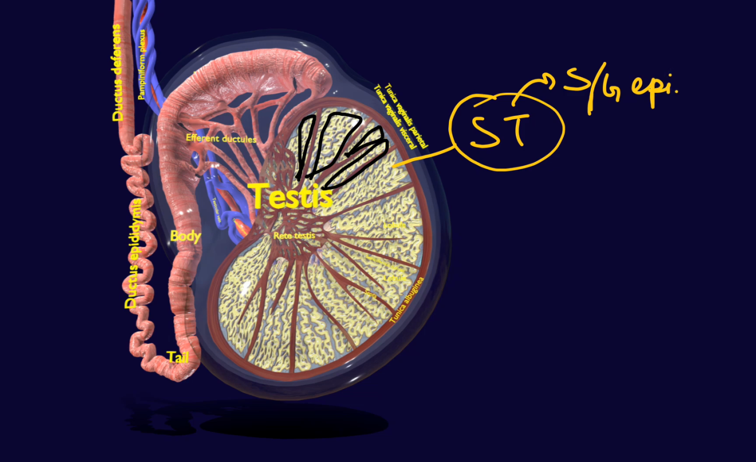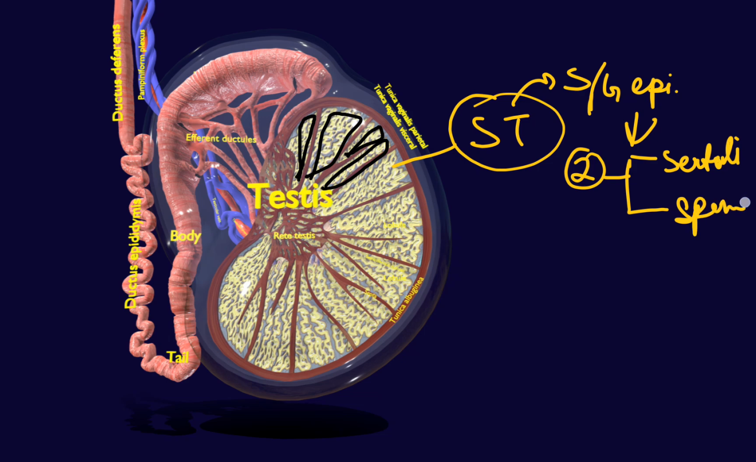Then we studied that this epithelium tissue is again made up of two types of cells, that is Sertoli cell and spermatogonia. Okay, spermatogonia makes up the spermatozoa, that is sperm, and Sertoli cell gives nutrition and shape to the sperm.